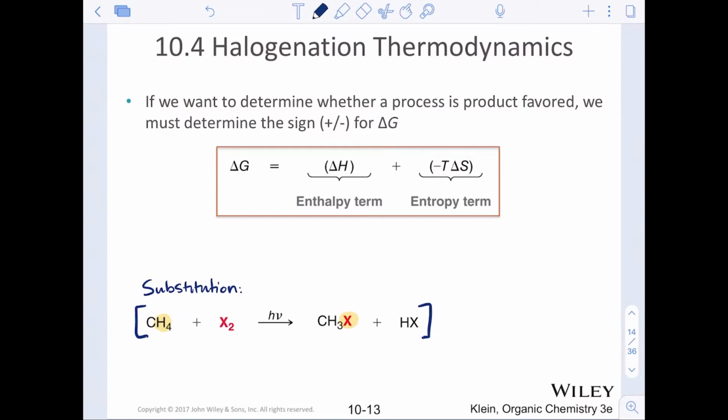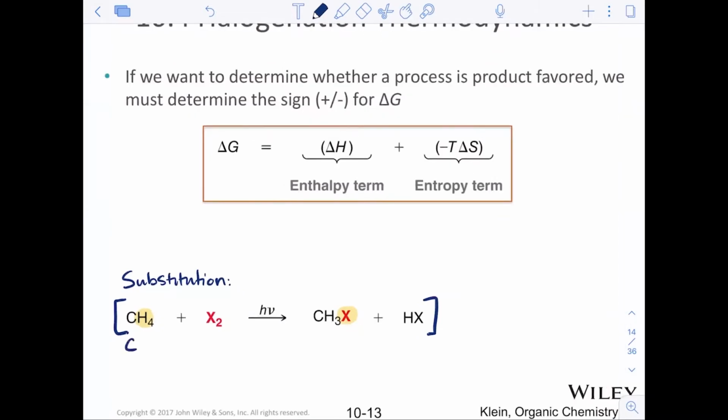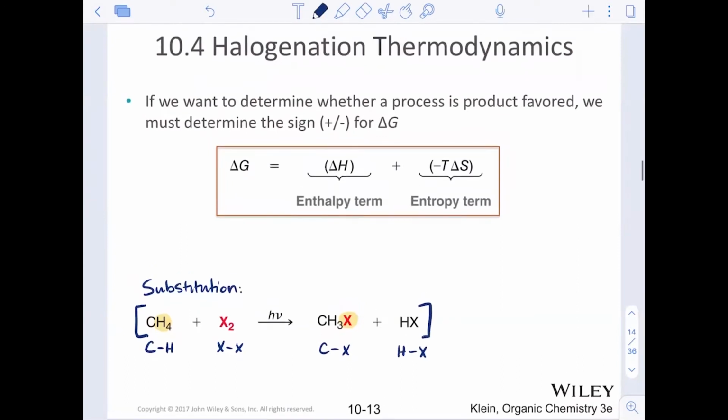Now, notice in this overall reaction that we have a couple of things going on. We have bonds breaking. We are going to be breaking the CH bond and the diatomic halogen bond. We are making a carbon to halogen bond and an H to halogen bond. So there is some enthalpy going on here, right? Delta H equals bonds broken minus bonds formed.